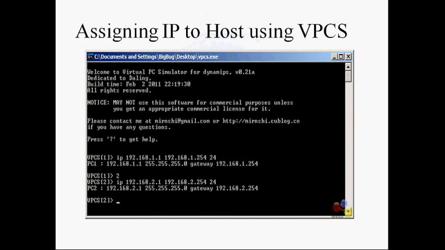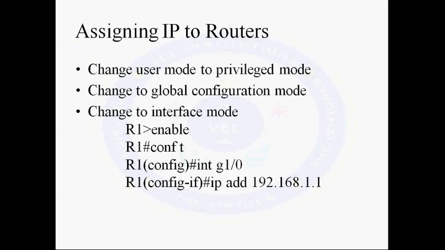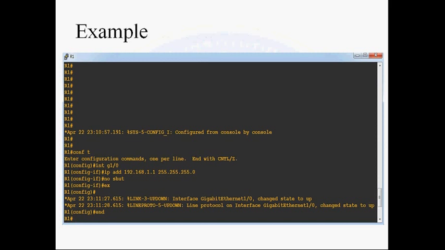This is the method of assigning IP addresses to hosts by using VPCs. Assigning IP to routers: first we have to change the user mode into privilege mode, then privilege mode to global configuration mode, then global configuration to interface mode. Then we have to assign the IP address for that particular interface. This is the example for assigning the IP address for a particular interface.